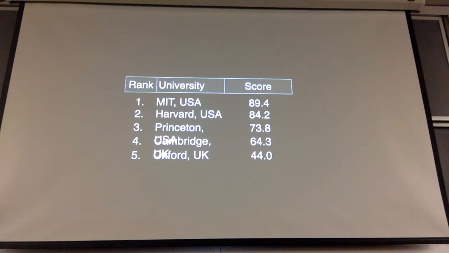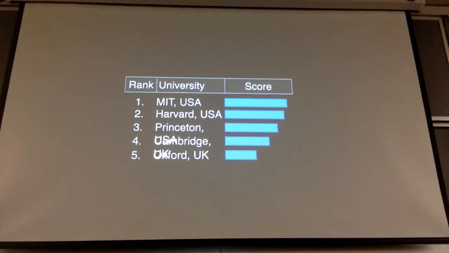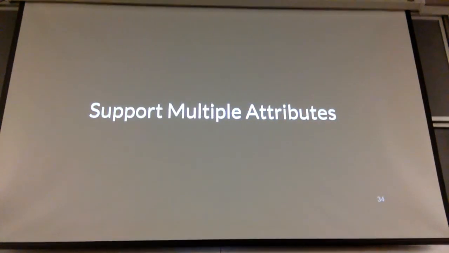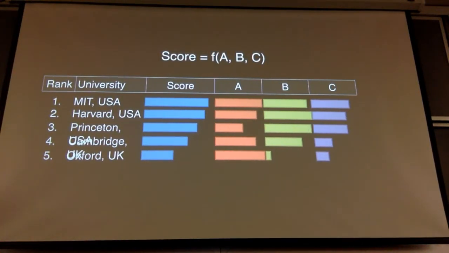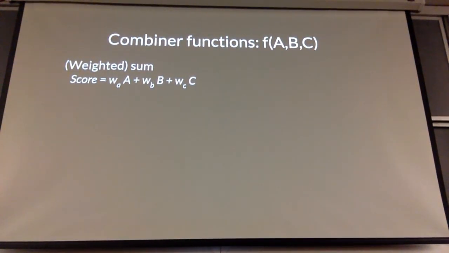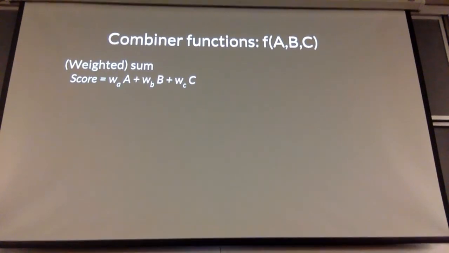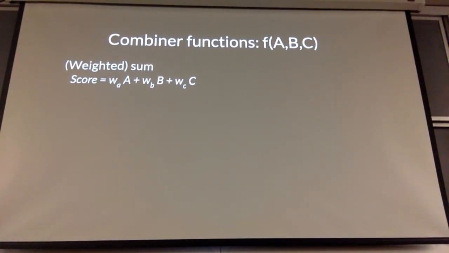Here we have a simple example of university rankings, and we have an aggregated score. We can also represent this score graphically with a bar chart. This looks basically the same, but this one bar chart is a composition of multiple values. So we can support multiple attributes: we can say we have an attribute A, B, and C, and then our score is a function of A, B, and C. In the simplest case, that can be a weighted sum, where we have weights, because, for example, I'm a student, and I care more about student-faculty ratio than I care about citations per faculty.